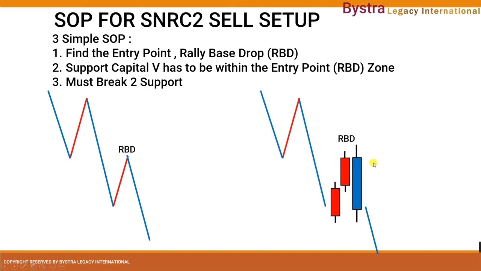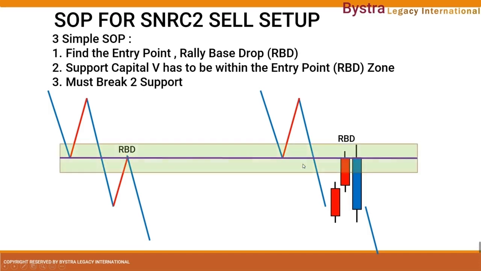Same goes with this candlestick. The candlestick pattern I'm using in this example is the bearish engulfing. So next, what should we do? We mark the horizontal line. We have to check that the capital letter V, which is the support, has to be aligned with the entry point, which is the Rayleigh base drop. We then mark our zone. This zone, as I said earlier, is just a monitoring area for when the price comes back to this zone.